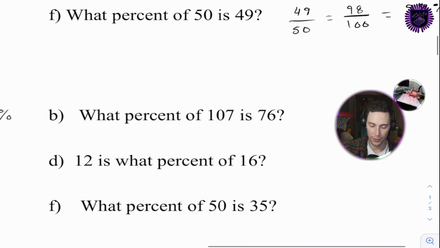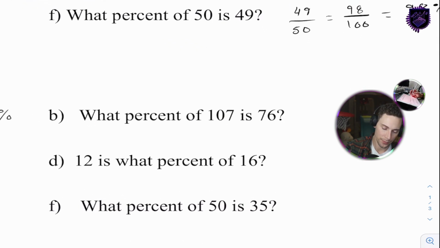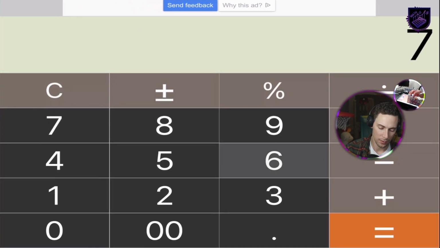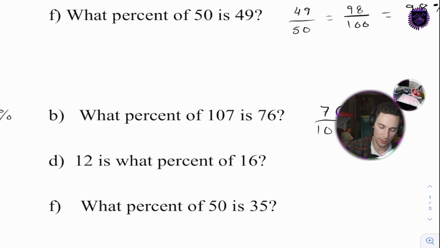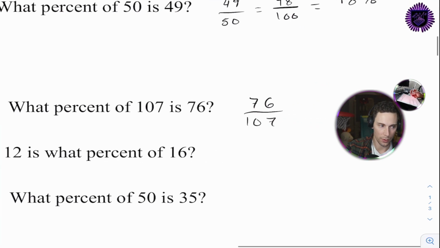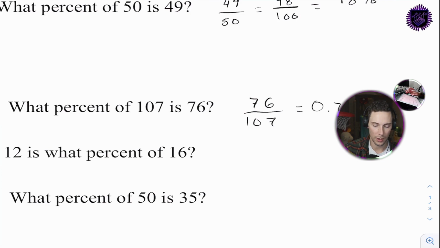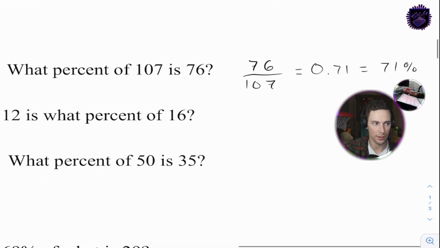B. What percent of 107 is 76? So 76 divided by 107 is going to equal 0.71, which is equal to 71%. It is 71%.